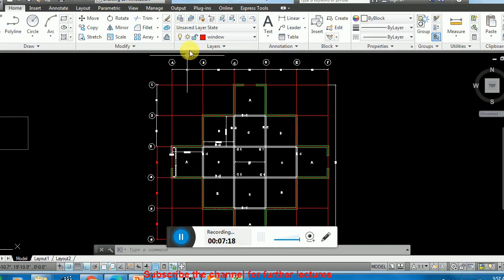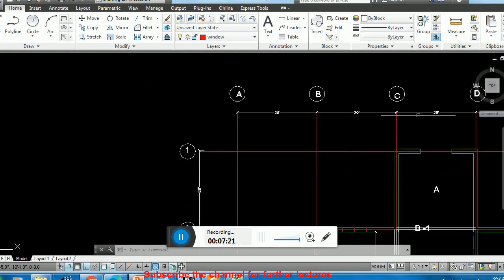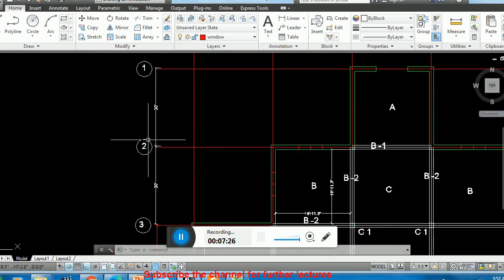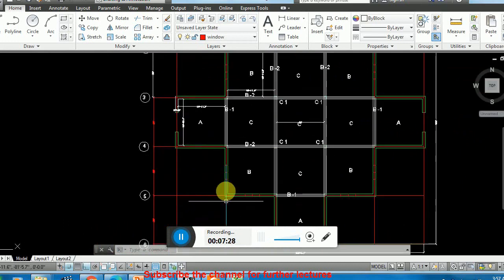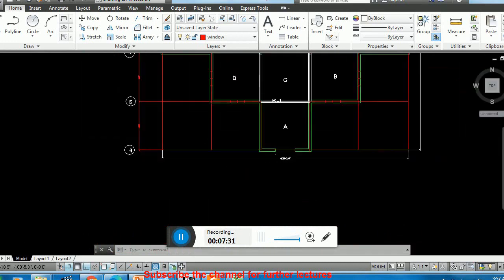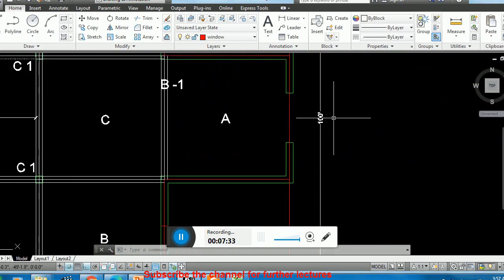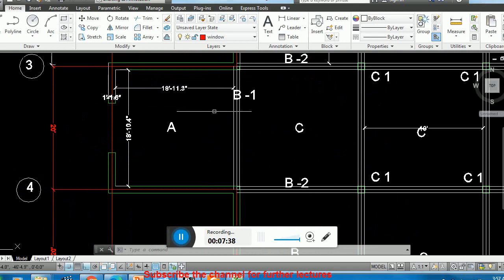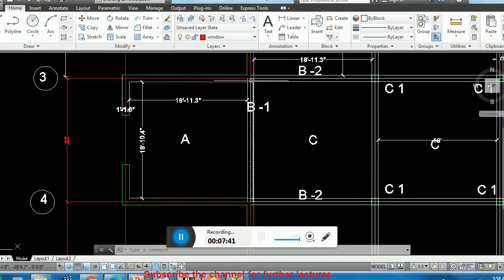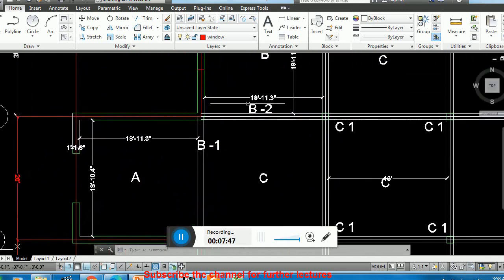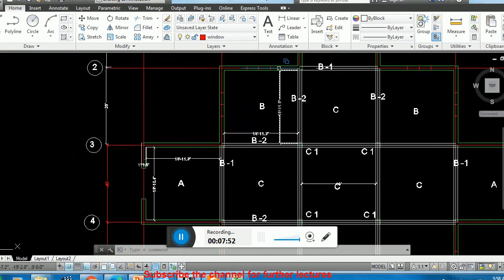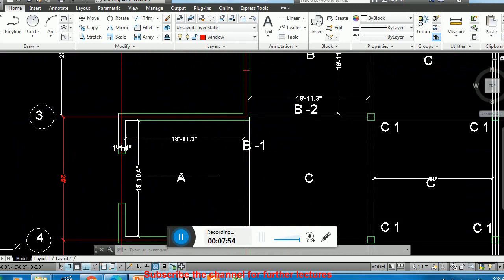Remember, the grid spacing is 20 by 20 feet, and the total span is 100 feet by 100 feet. Now let us check the dimensions of panel A. Here you see we have a beam at one side of panel A, and in panel B we have two side beams and on two sides we have a masonry wall.